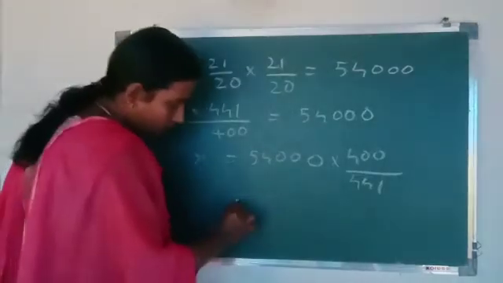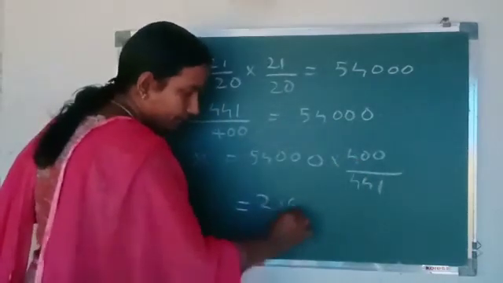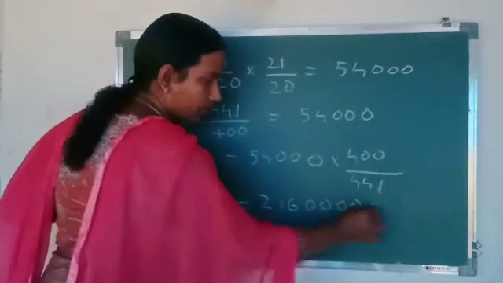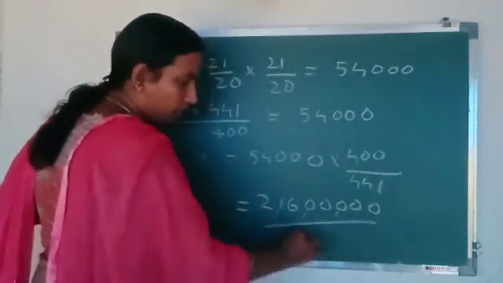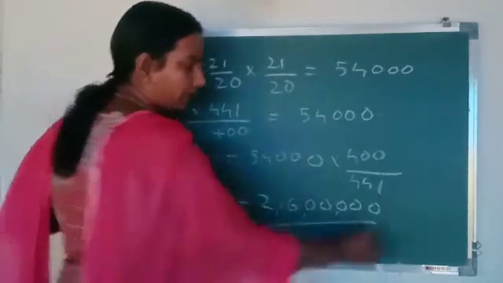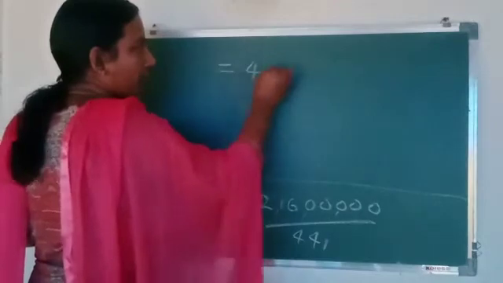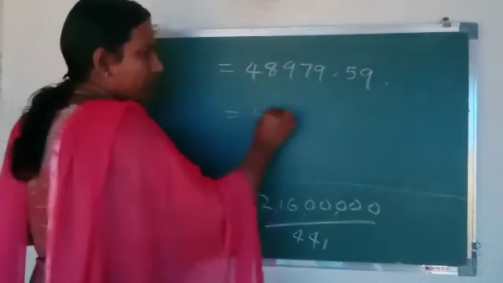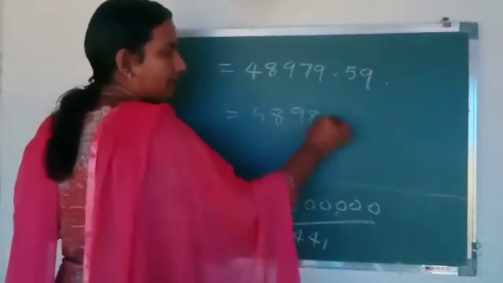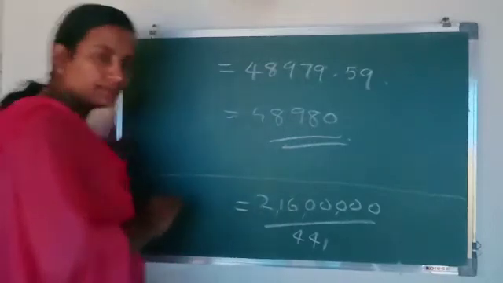So that is equal to 54,000 into 400, which is 2,16,00,000 by 441. Divide it as usual. It is equal to 48,979.59. So approximately we can say it is 48,980. The population in 2001 is approximately 48,980.